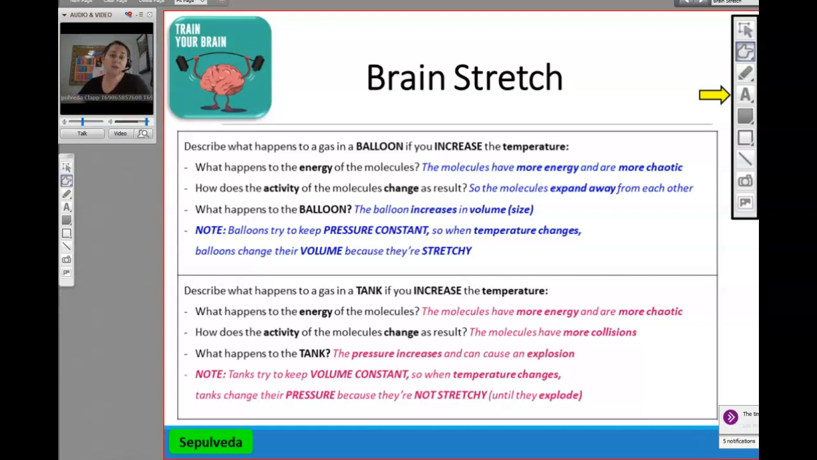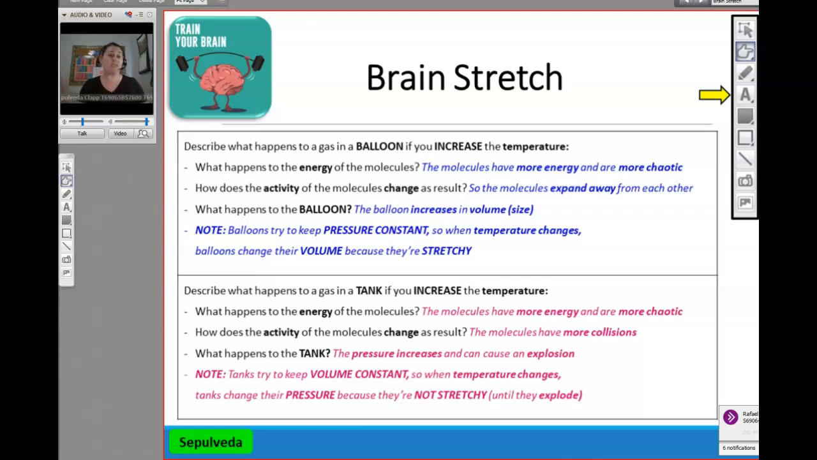So what happens to the balloon? Obviously, we know because the volume starts to change. It increases. That's where you see that the balloon starts getting bigger and bigger. Balloons try to keep at least their pressure constant. So when the temperature does change, the balloons change their volume because they're so stretchy.